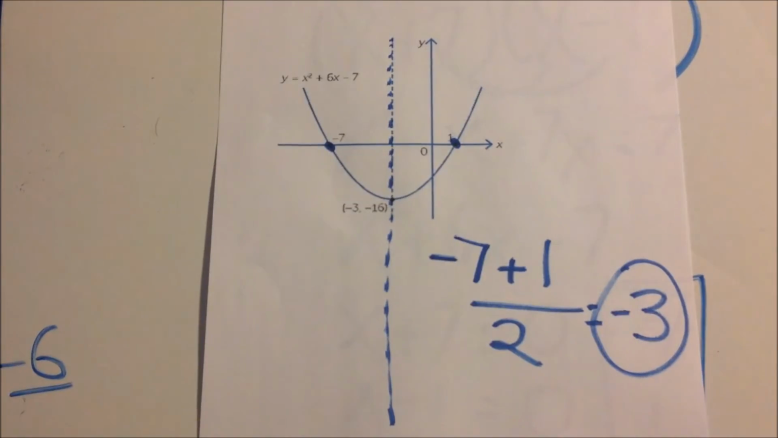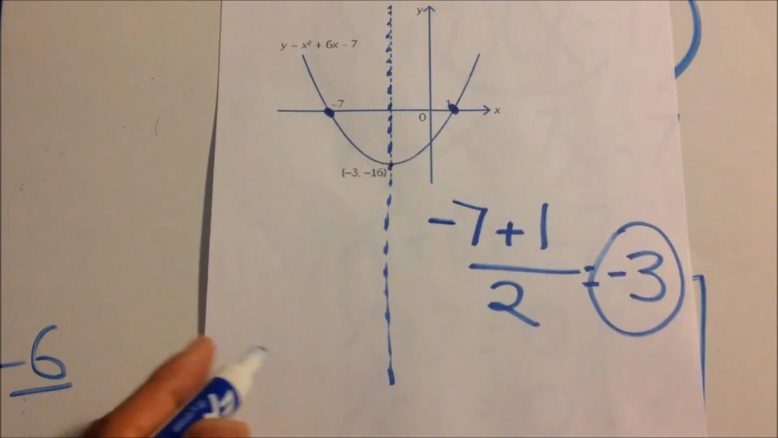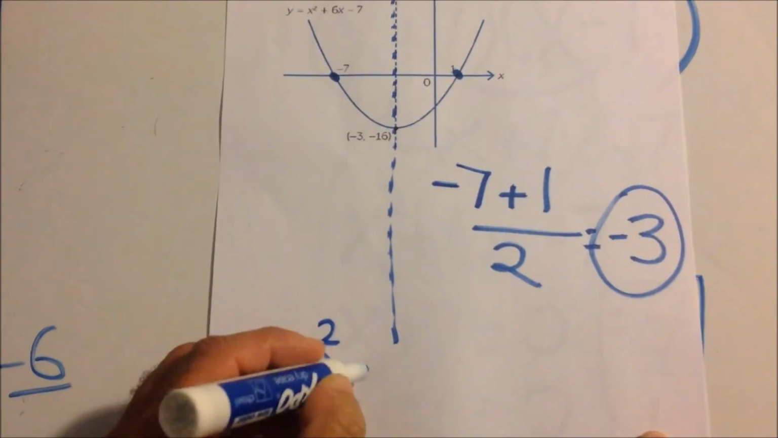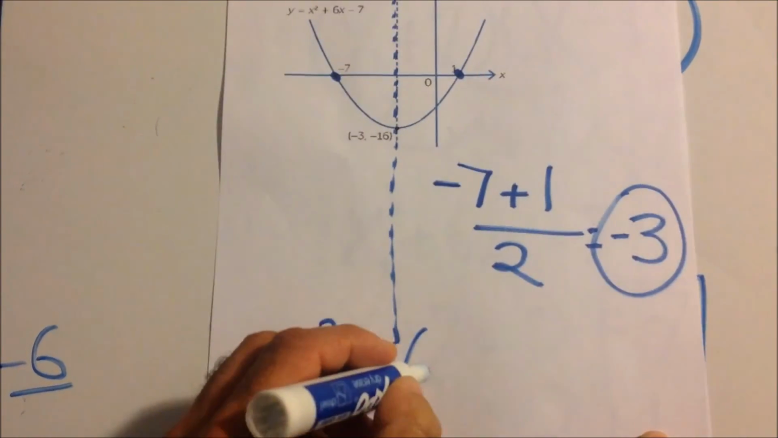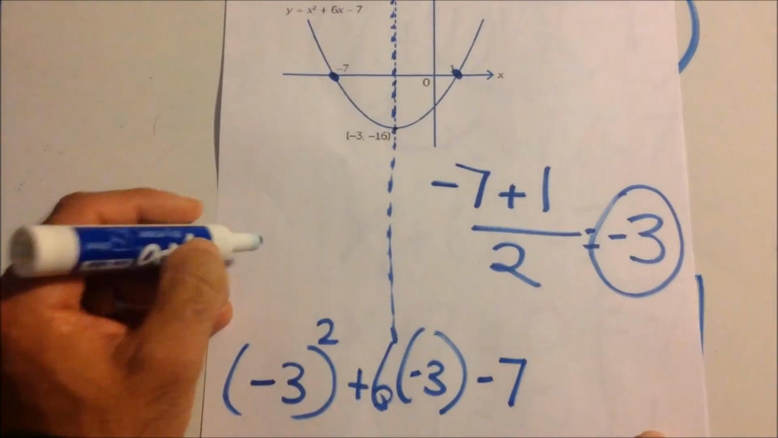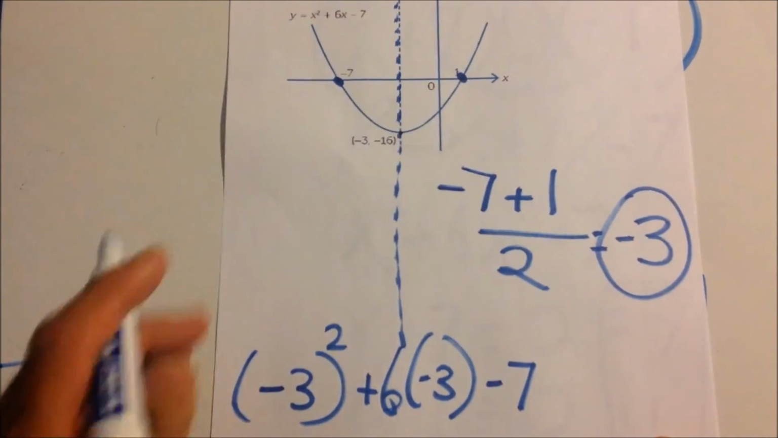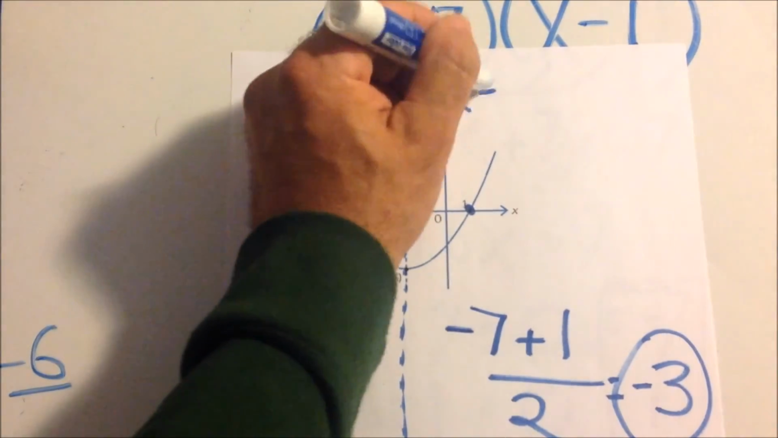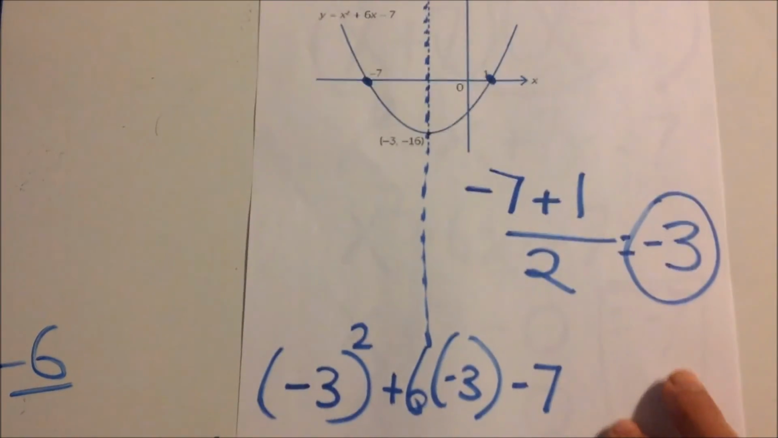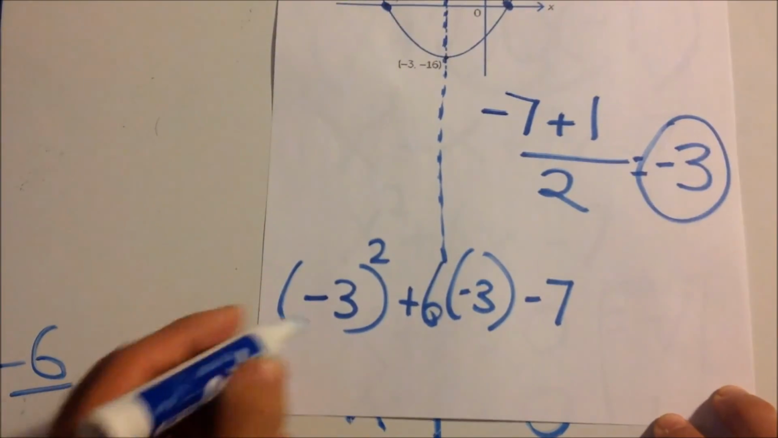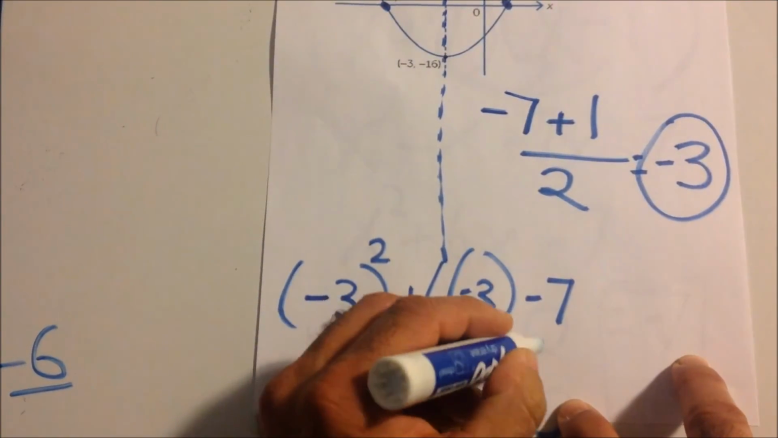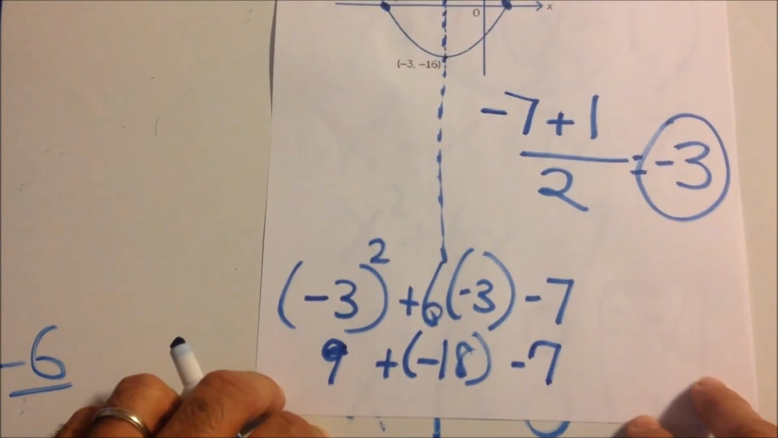Now, how do we get the vertex? We plug negative 3 into the original equation. So in the original equation, we're going to have negative 3 in parentheses squared plus 6 times negative 3 minus 7. That was because the original equation, again, I'll write it up here, was x squared plus 6x minus 7. That was the original equation. Okay, so we're going to have 9 plus negative 18 minus 7, and we'll get our vertex.